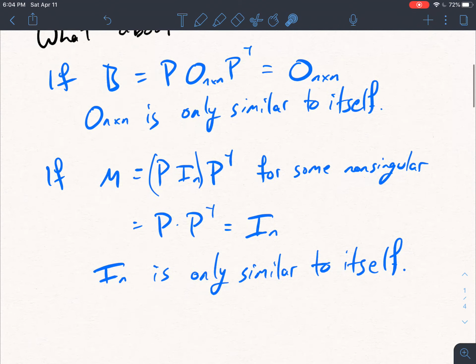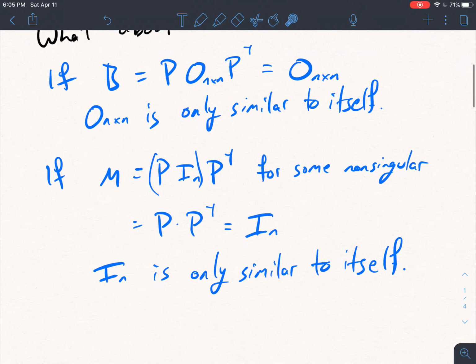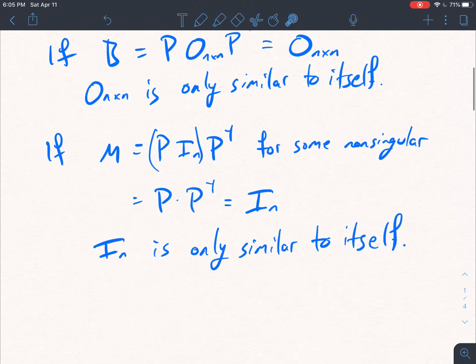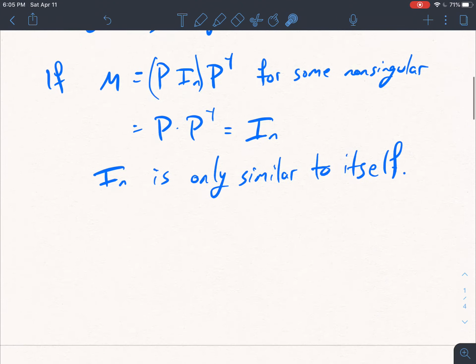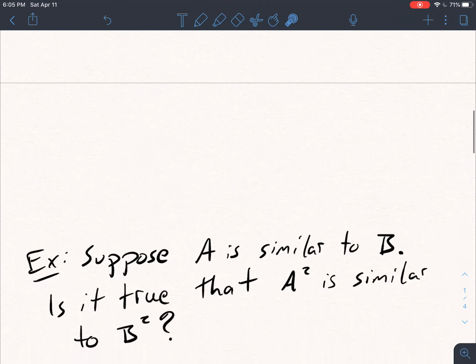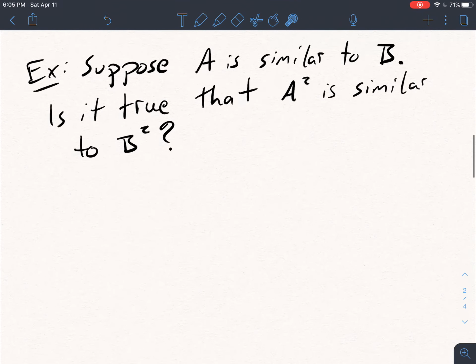So that's one weird quirk about this. Keep in mind that we've already seen examples of matrices that are different from each other but are similar. So not all matrices are only similar to themselves. The zero matrix and the identity matrix are kind of special in that regard. But anyway, here's another question I want to look at. Let's suppose that A is similar to some matrix B. Is it true that A squared is similar to B squared?